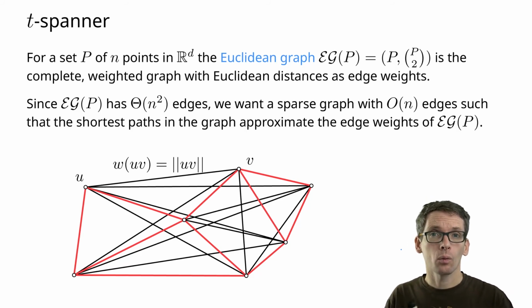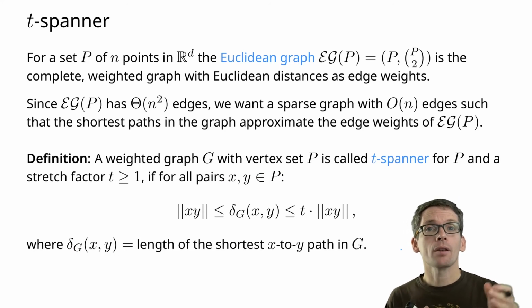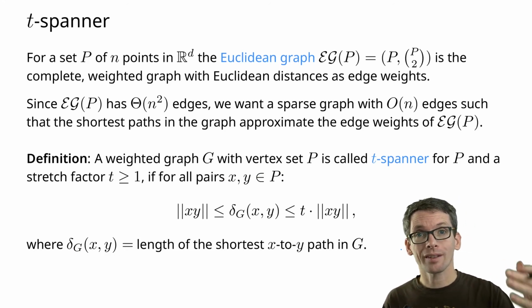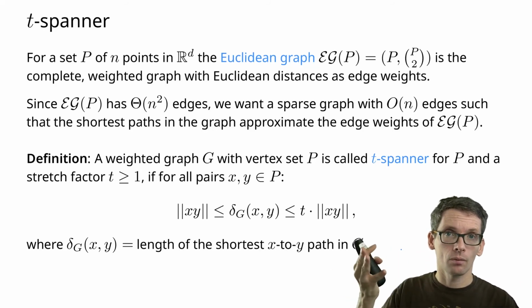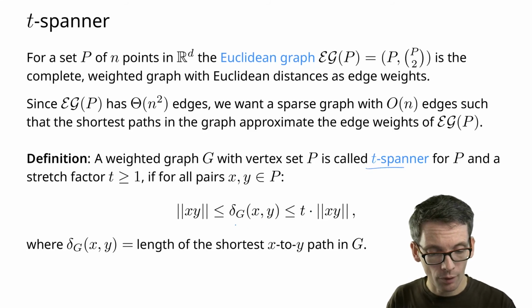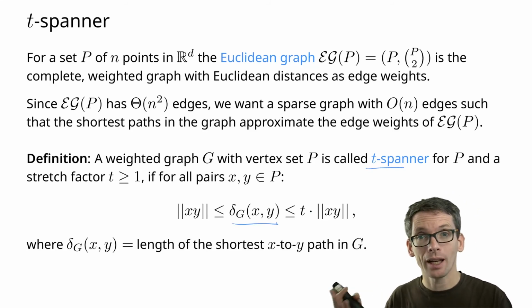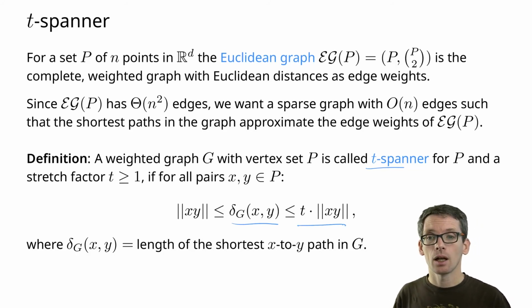And now we want to have an approximation in the sense that we want to have a smaller graph, for instance this red graph here, in such a way that the shortest paths in that graph are not much longer than the Euclidean distances. Specifically, for given t, a t-spanner is a graph where the shortest path between any pair of nodes x and y is at most t times the Euclidean distance.